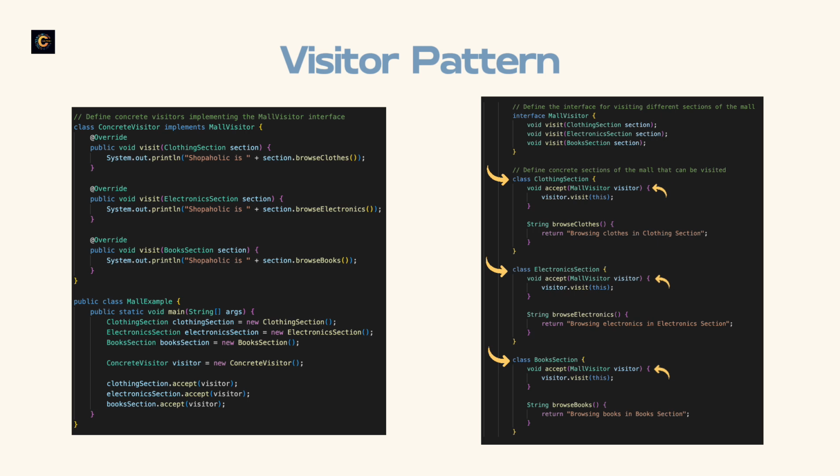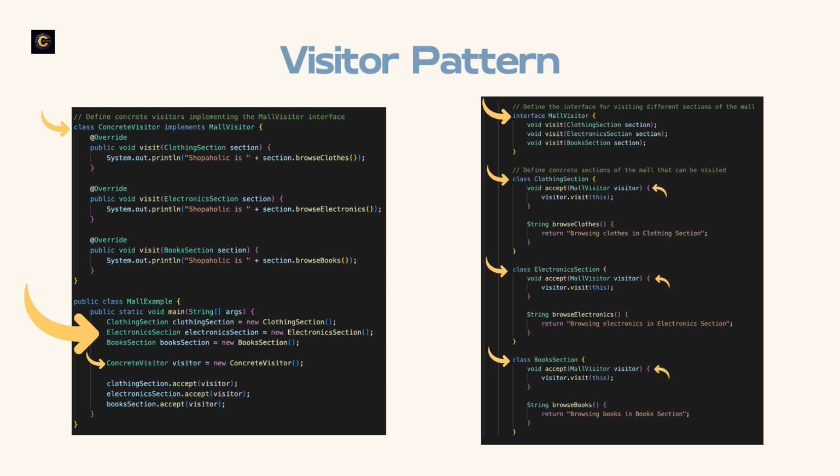I have also defined the mall visitor interface with methods visit with clothing section, visit with electronics section, and visit with book section. Also, there are visitors like concrete visitor which implements the mall visitor interface. Each method in concrete visitor represents the action taken by the visitor in each section. In the main method, I have created instances of each section and the concrete visitor.